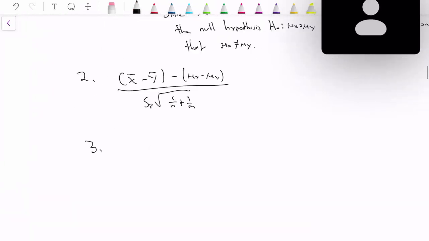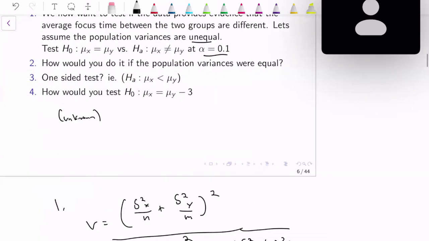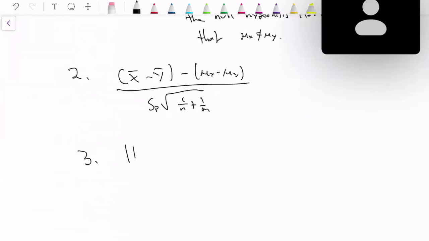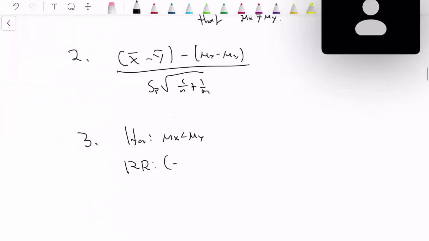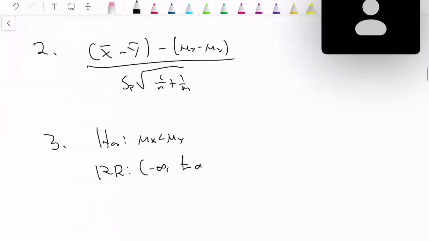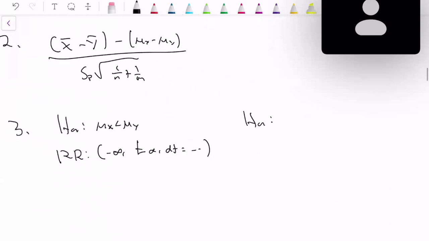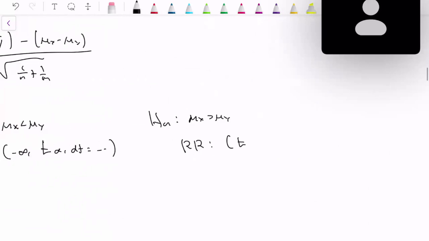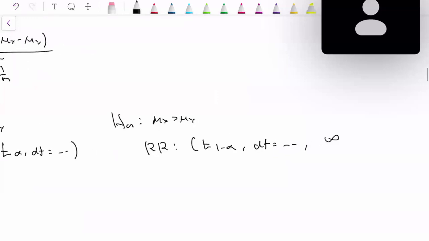Part three. So if you're asked to do a one-sided test where your alternative is either mu x less than mu y or mu x greater than mu y, then you need to formulate your rejection region slightly differently. So let's say your alternative was mu x less than mu y, then your rejection region will be from negative infinity to t alpha with the degrees of freedom you calculated. Similarly, if you wanted to test if it's greater, your rejection region is from t 1 minus alpha, with the degrees of freedom you calculate, to infinity, sorry.